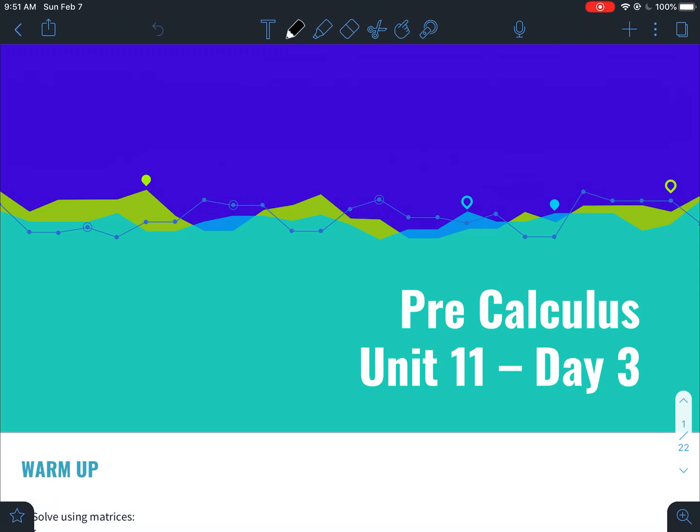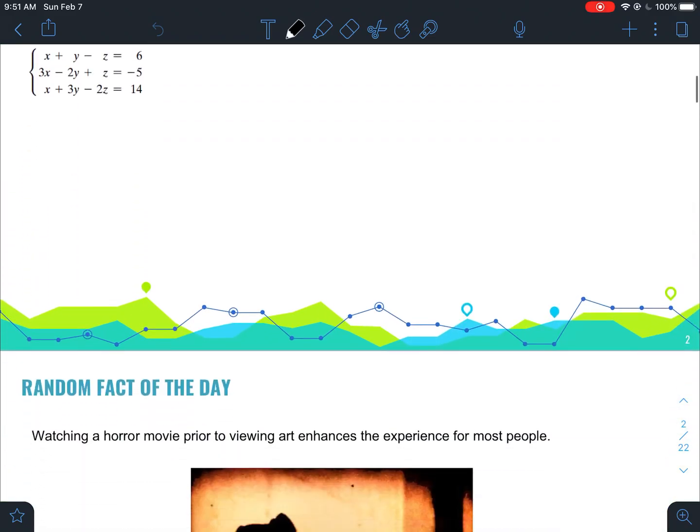These are your notes for Unit 11, Day 3 of Pre-Calculus. If you would like to see your warm-up, review question, or any homework questions we covered in class today, just look at the finished notes.